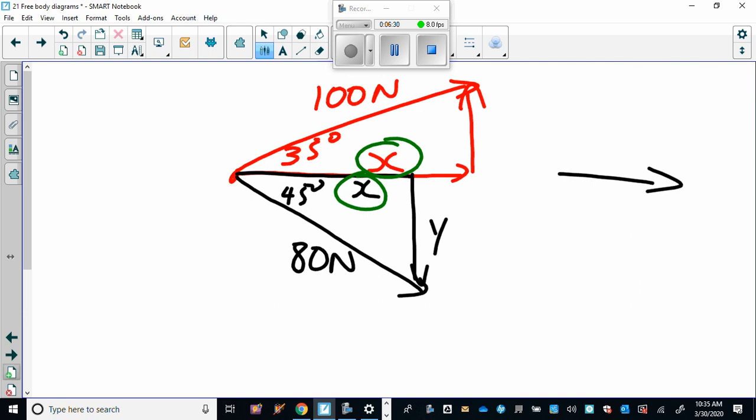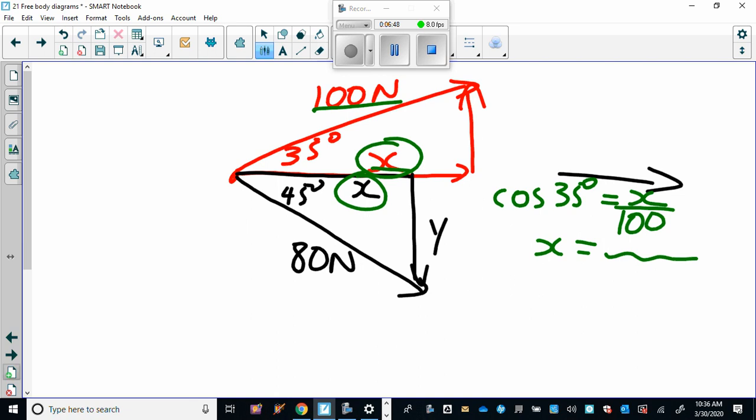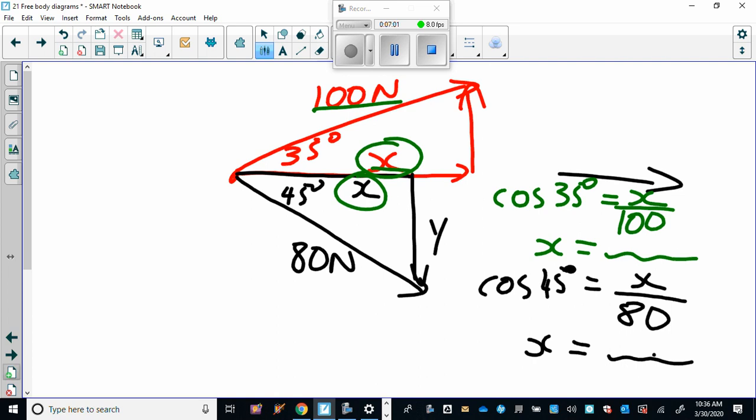Again, you're going to use the cosine because we have the adjacent, and this is the hypotenuse. 100 is the hypotenuse. So it's going to be the cosine of 35 degrees equals x over 100. And that's going to give you an answer. Then you're going to do the same thing for the other one. The cosine of 45 degrees equals x over 80. And that's going to give you an answer. And then what are you going to do with these 2 answers? You're just going to add them together, and that will give you the total horizontal component.